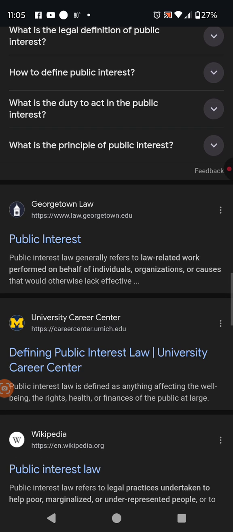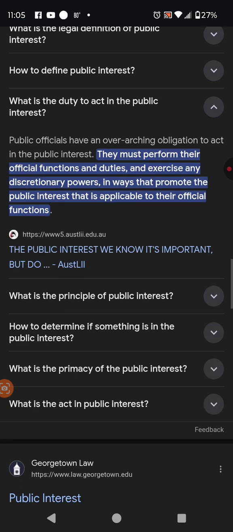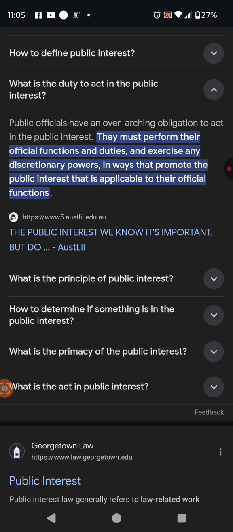What is the duty to act in the public interest? Public officials have an overarching obligation to act in the public interest. Okay, are you listening? Public officials have an overarching obligation to act in the public interest. They must perform their official functions and duties and exercise any discretionary powers in ways that promote the public interest that is applicable to their official functions. Their official functions are described in the Constitution and the separation of powers, okay?